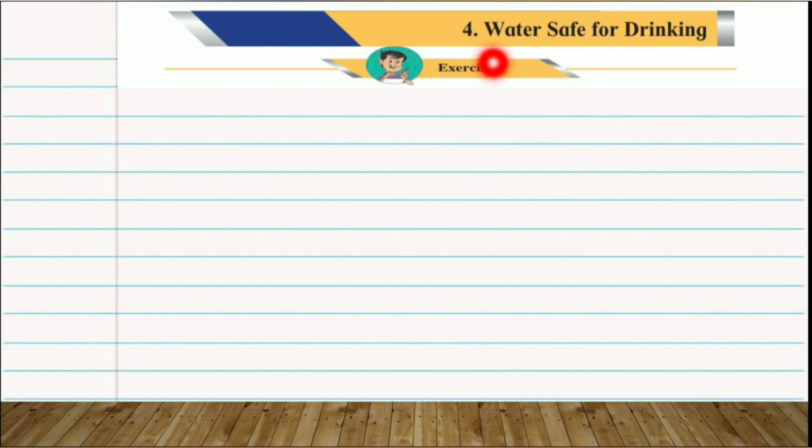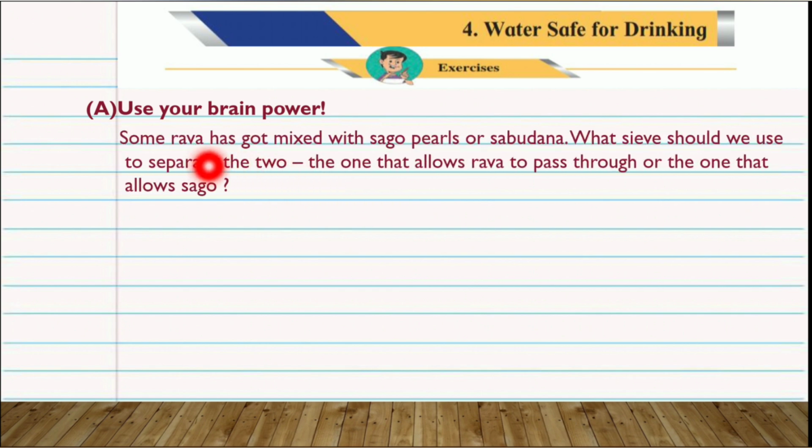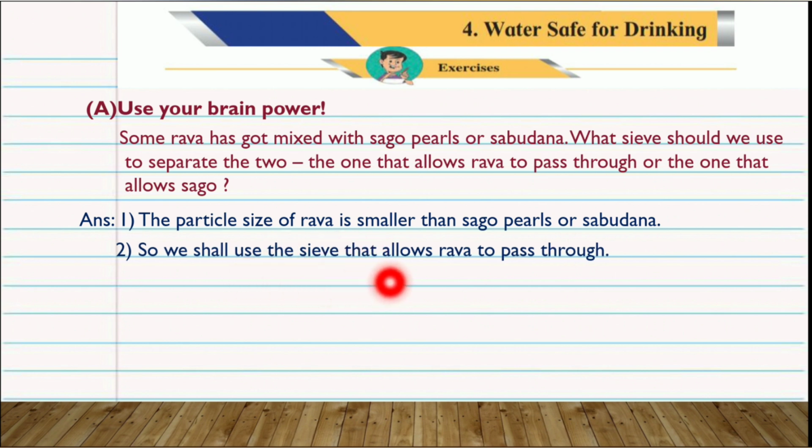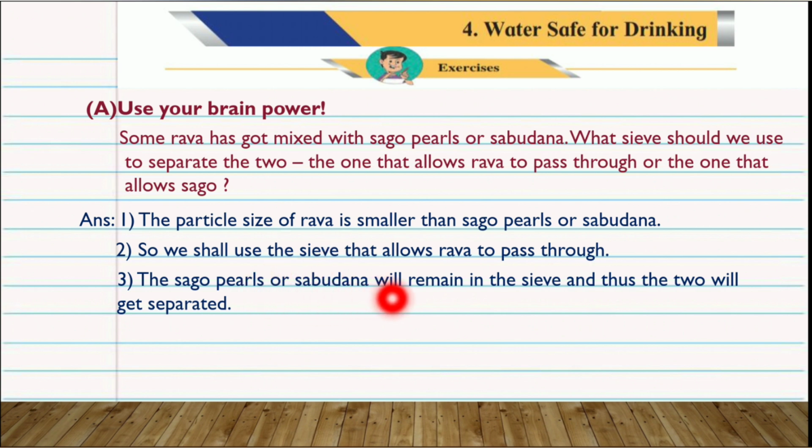Lesson number 4, Water Safe for Drinking, exercises. A. Use your brain power. Question: Some rava has got mixed with sago pulse or sabudana. What sieve should we use to separate the two? The one that allows rava to pass through or the one that allows sago? And the answer is, the particle size of rava is smaller than sago pulse or sabudana. And so we shall use the sieve that allows rava to pass through, and the sago pulse or sabudana will remain in the sieve and thus the two will get separated.